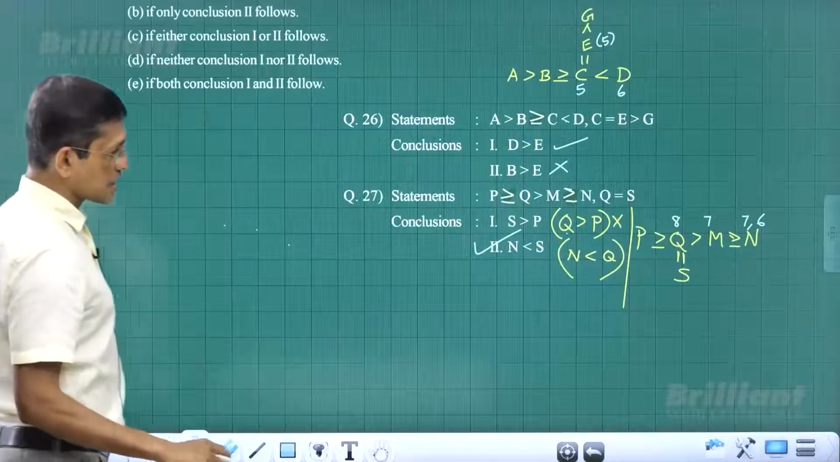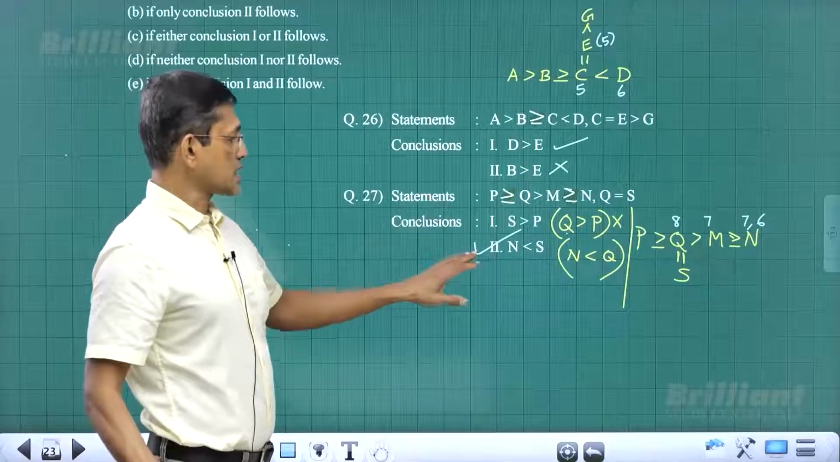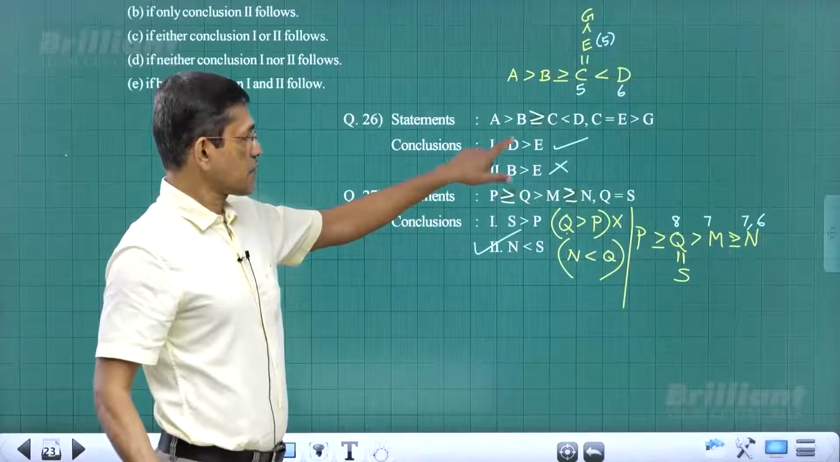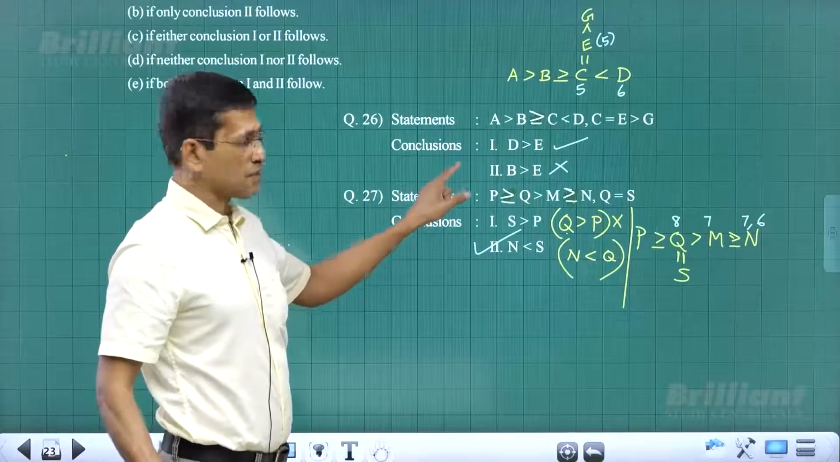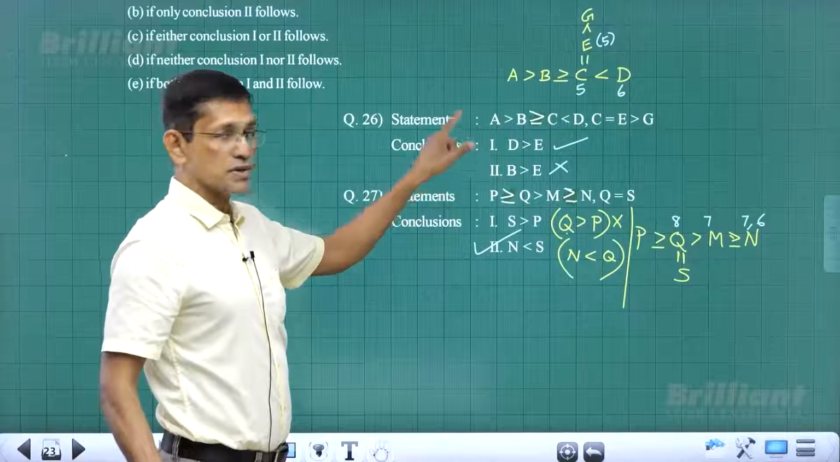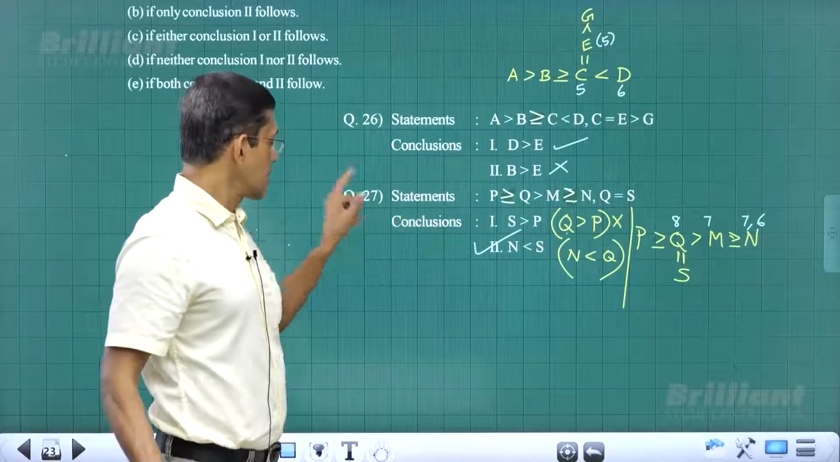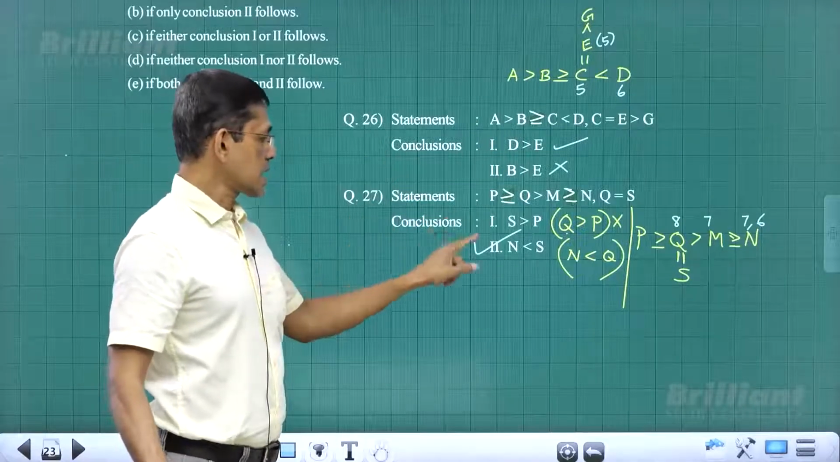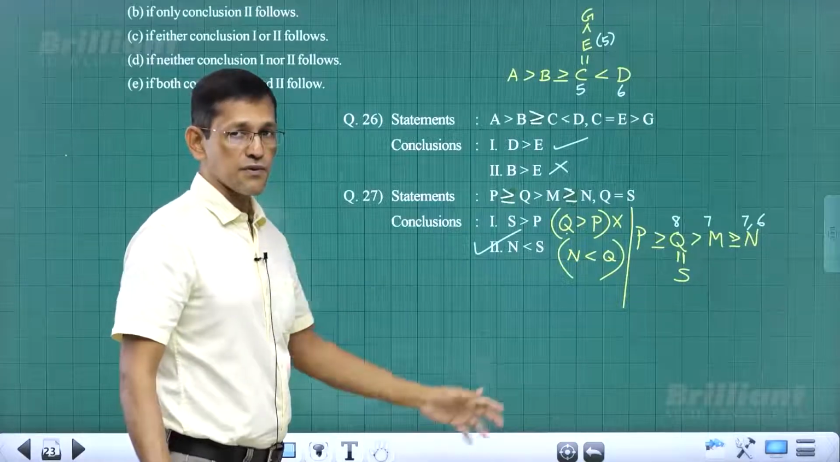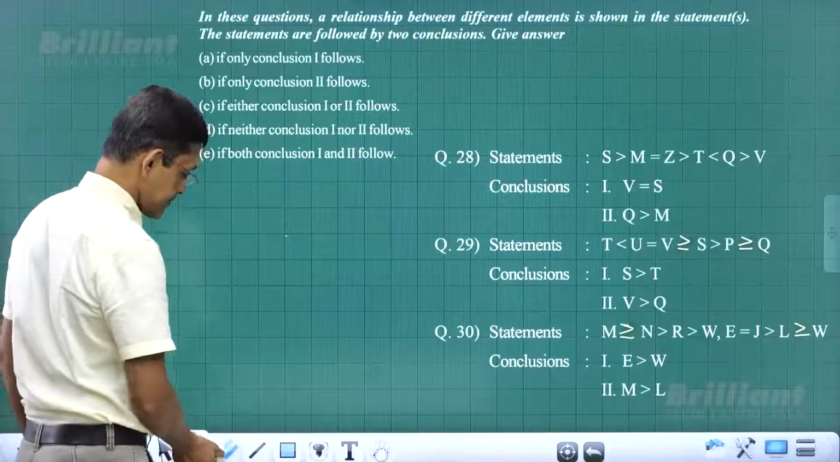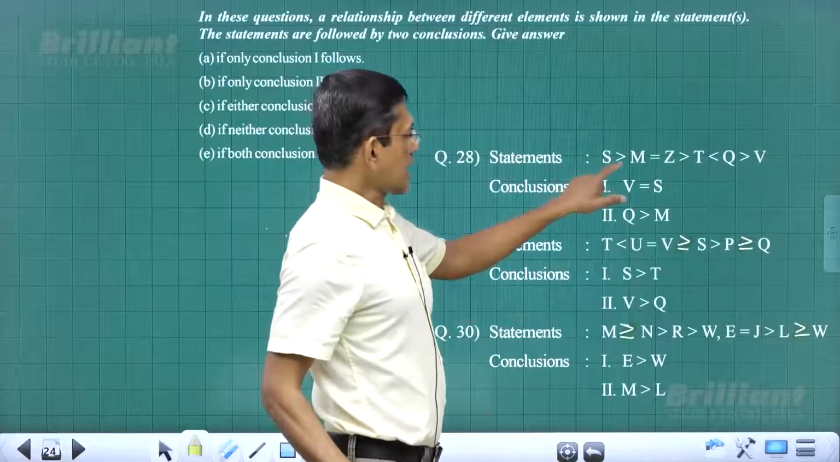Second conclusion follows. First conclusion doesn't follow. This case, first conclusion follows. Second conclusion doesn't follow. Question number 26, first conclusion follows. Second doesn't follow. Question number 27, second follows. First one doesn't follow. Number 28, S greater than M.